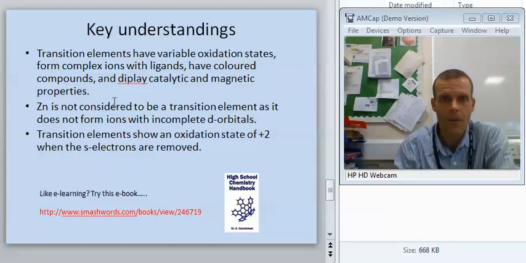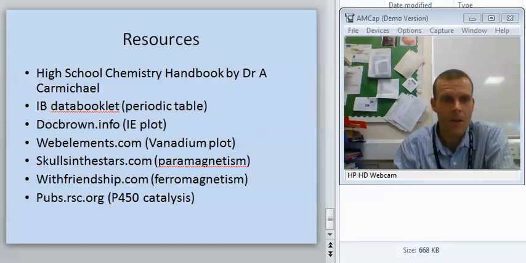Right, that's what we've covered. Same typo again, and there's a couple of other places I got some images from.